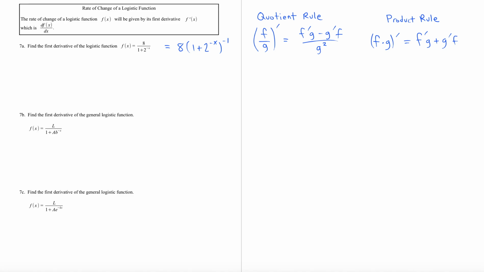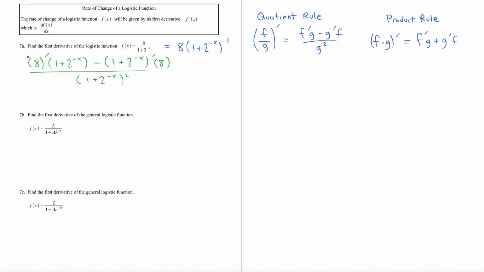So let's rewrite it as 8 prime times 1 plus 2 to the negative x, minus the derivative of 1 plus 2 to the negative x times 8. And then divide by the denominator squared. Okay.